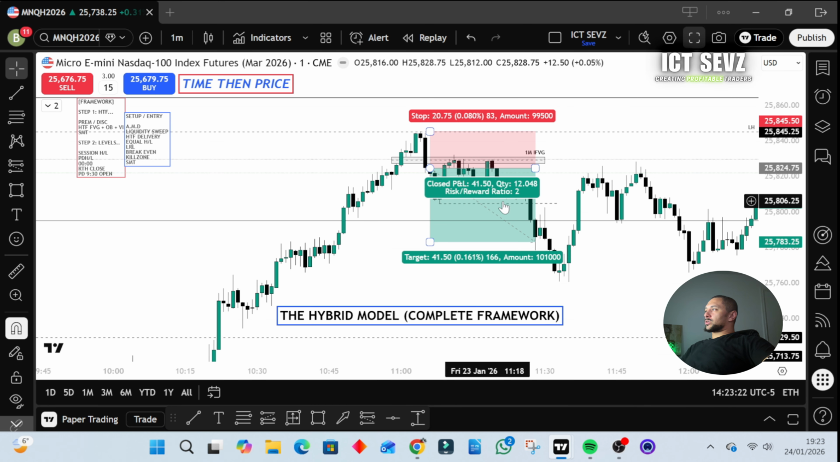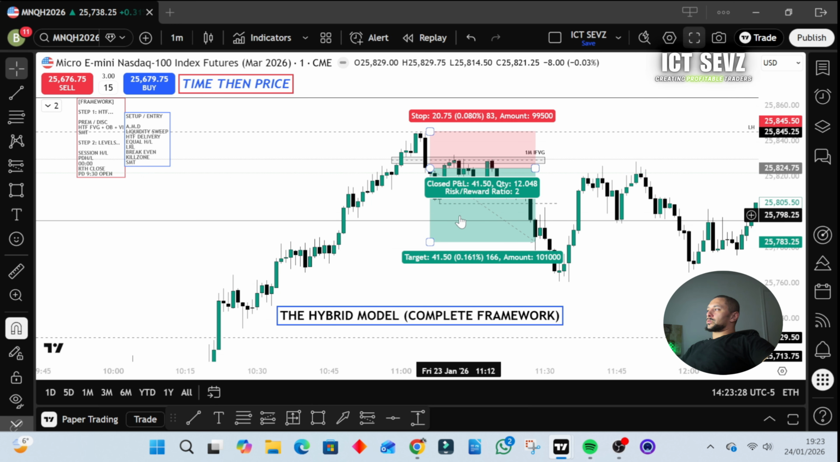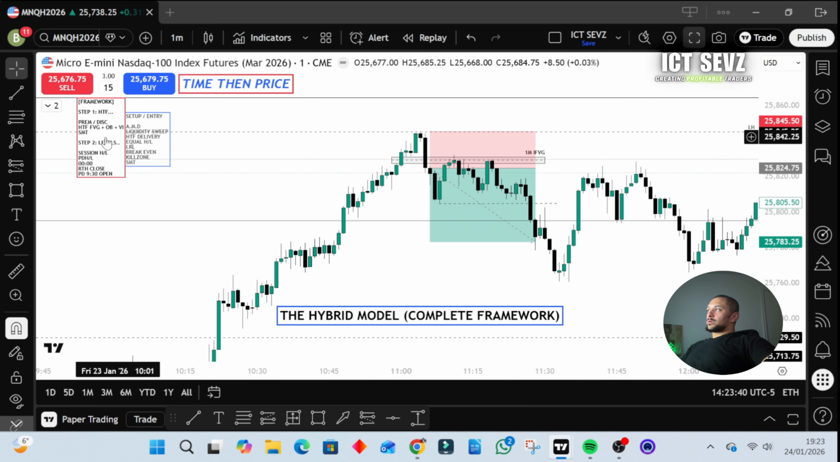In this case, I took this trade on Friday and I had my stop here for a clean 1 to 2, and I was happy with that. 41 handles, bagged and secured. Kill zone, yep, we're in the New York AM kill zone here.